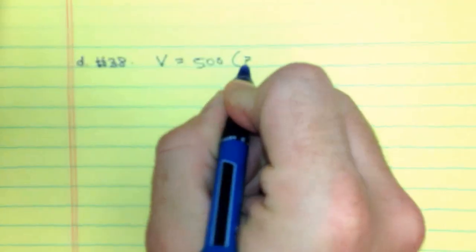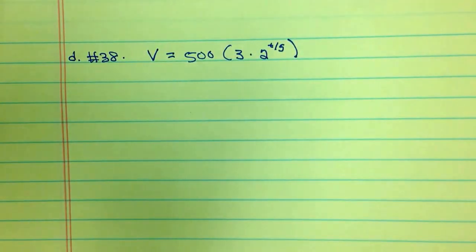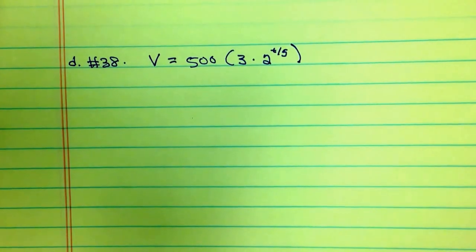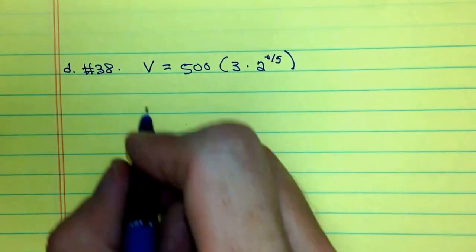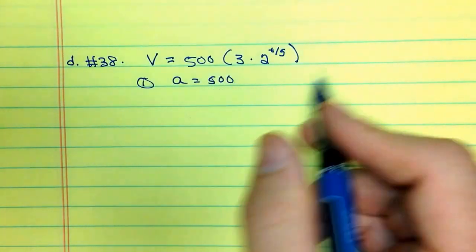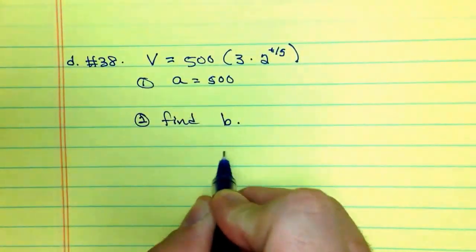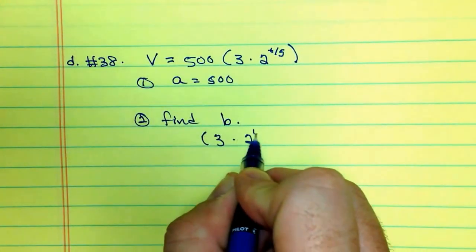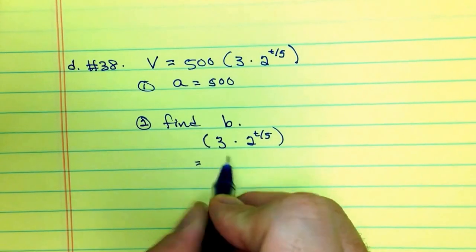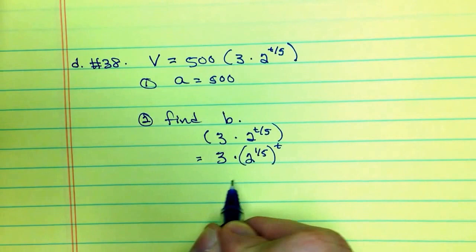All right, let's see. So in 38, we're given v equals 500 times 3 times 2 to the t divided by 5. All right, and we're asked just find a, the growth factor, and the growth rate. All right, so well, this is simple. A is 500. All right, but B is a little more complicated, so we have to do some work. Well, let's look at this 3 times 2 to the t divided by 5. Well, we got to do some work. This is going to be 3 times 2 to the 1/5 to the t.